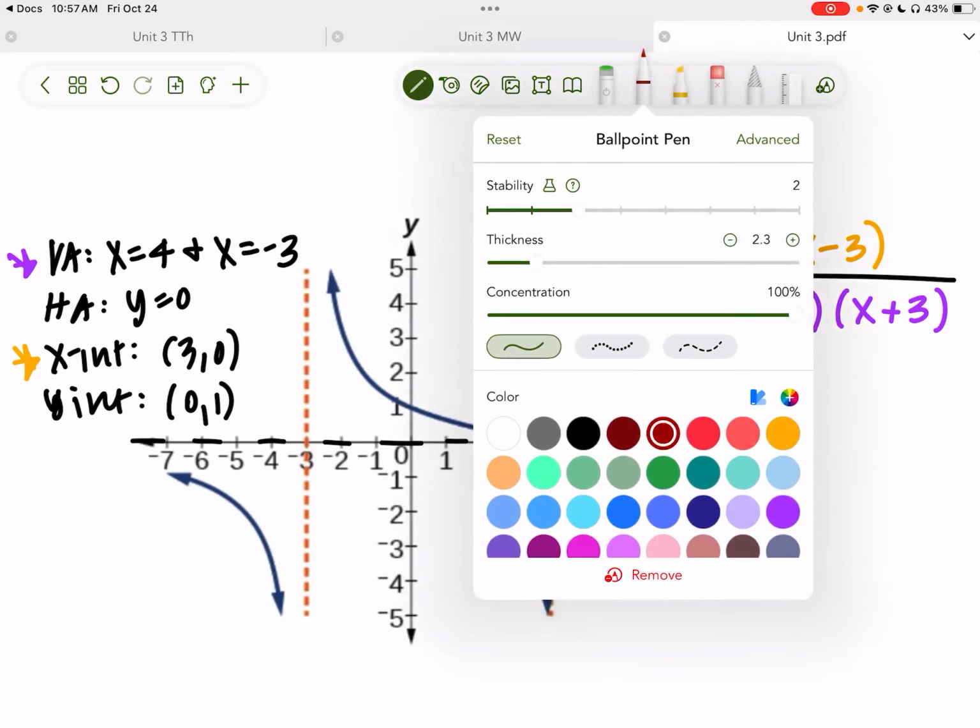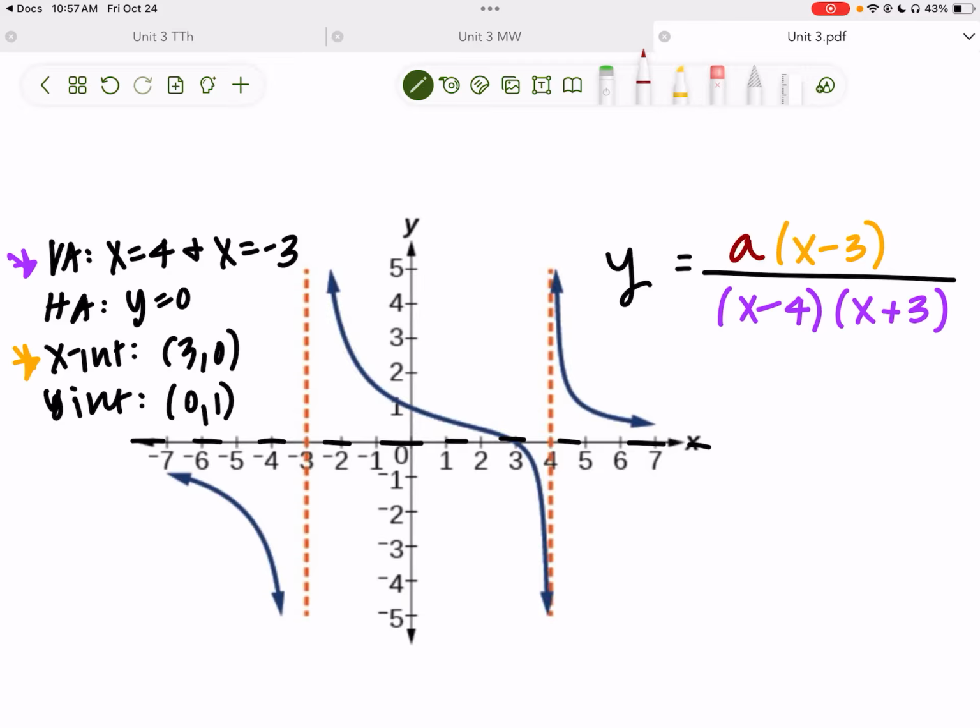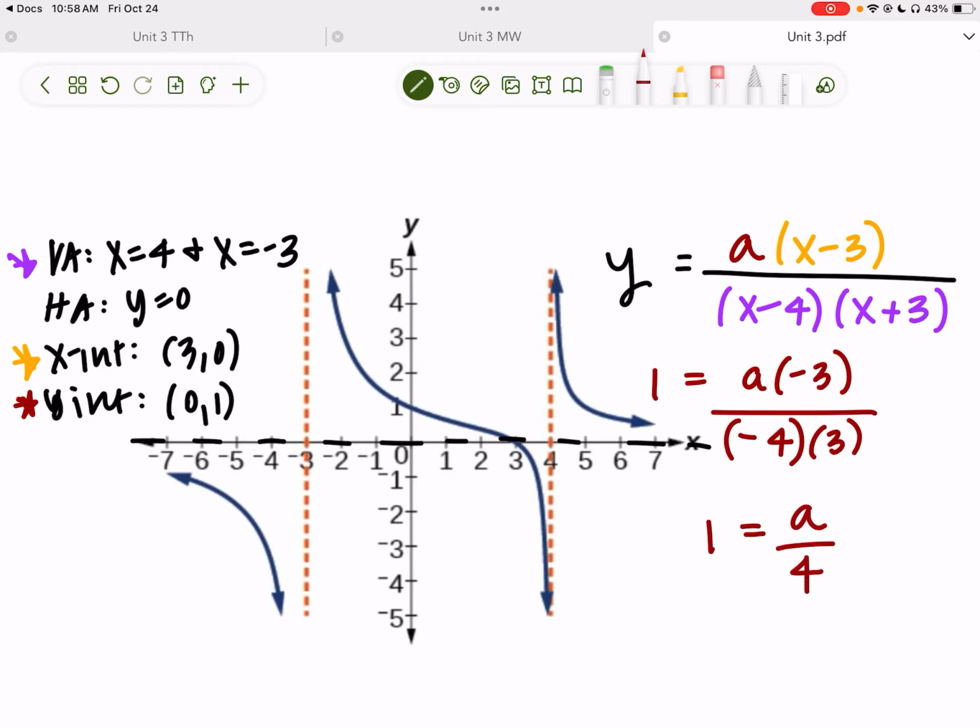And now we can set this equal to y with a, and we'll plug in that 1. So 1 equals a times -3 over -4 times 3. You can multiply everything onto the left to get -12, or you can simplify the right side first. So, right, the 3's would cancel and then the negatives would cancel, which is what I'm going to do. So I'm going to have 1 equals a over 4, and then a would equal 4. I think that's more efficient. You can do it however you want as long as you get a on its own.